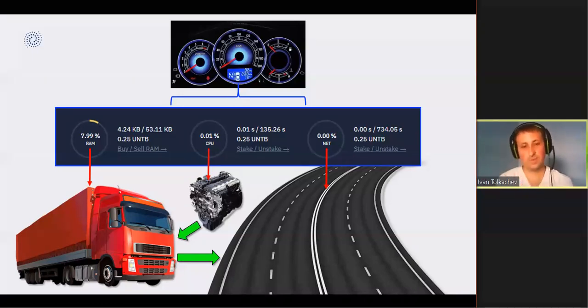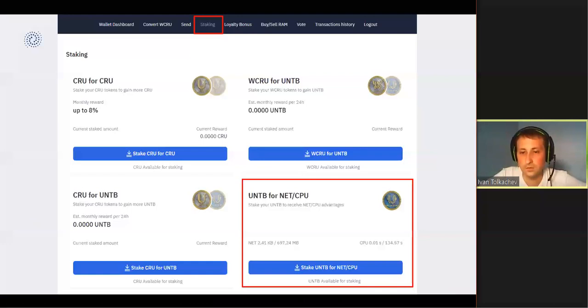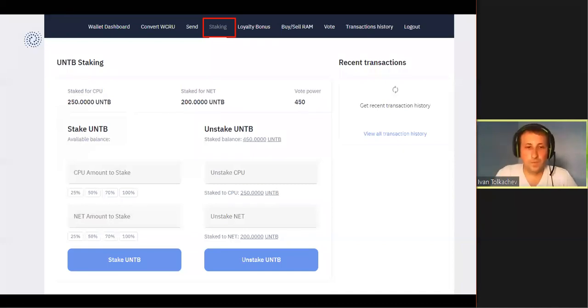So what is the fuel of all these indicators? UNTB token. Next slide, please. To increase CPU and NET, you go to the staking section at the top, and you select UNTB for NET and CPU. Next slide, please. And what will you see here? We may stake UNTB for CPU and NET.